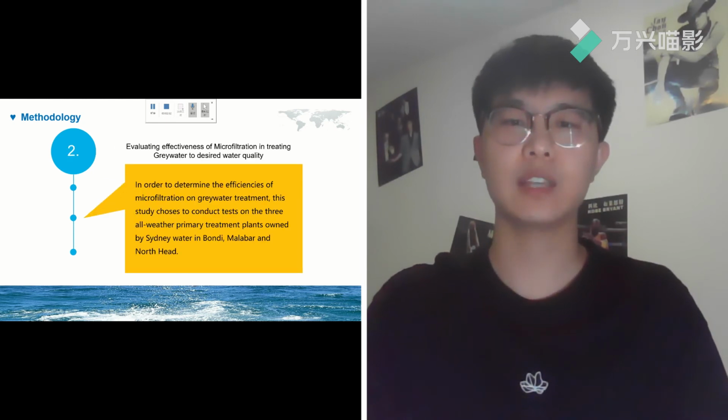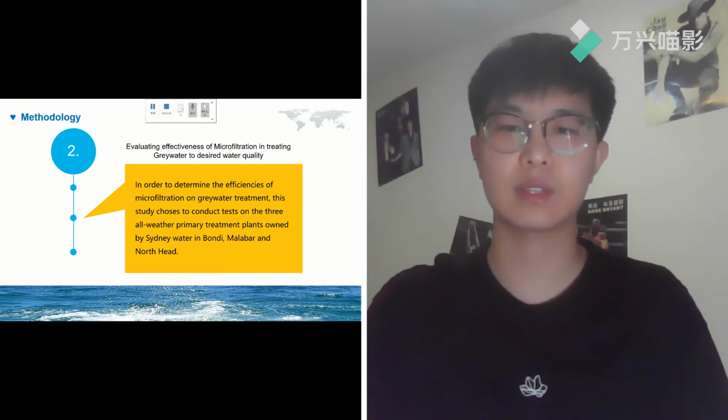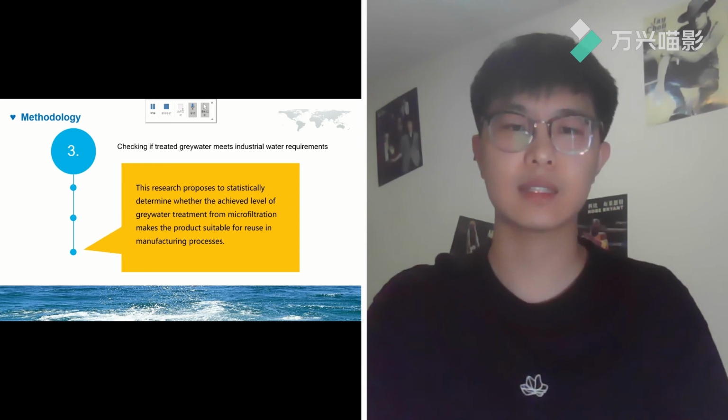In order to determine the efficiencies of microfiltration in grey water treatment, this study chose random sampling to collect samples at the inlets and outlets of microfiltration sectors on the plants, with the total number of samples large enough to reduce systematic errors. Then, this study intends to compare the statistical inferences with manufacturing guidelines and triggers, and assess the variability of population data to ensure the output from microfiltration plants is suited for manufacturing needs.